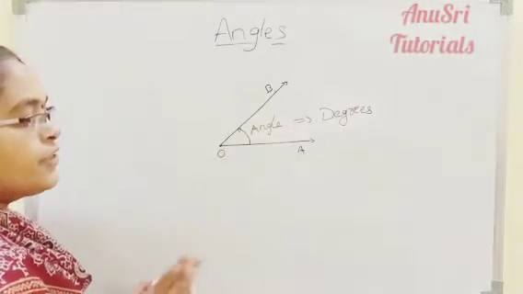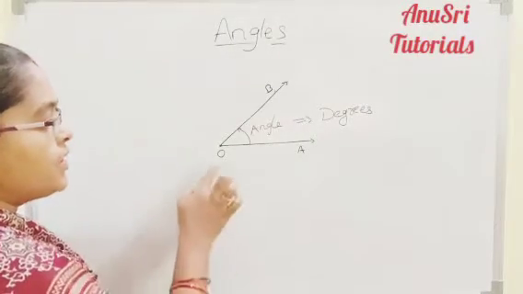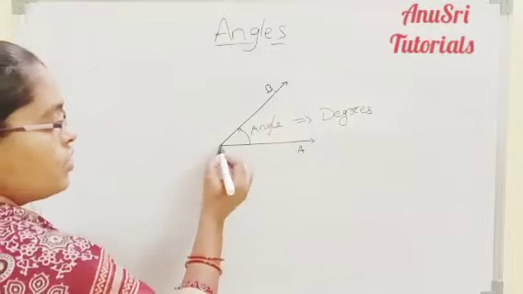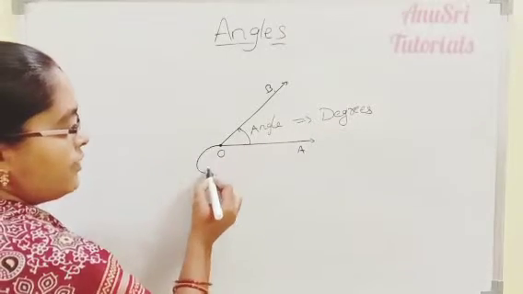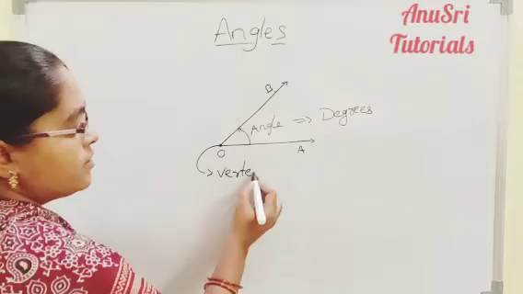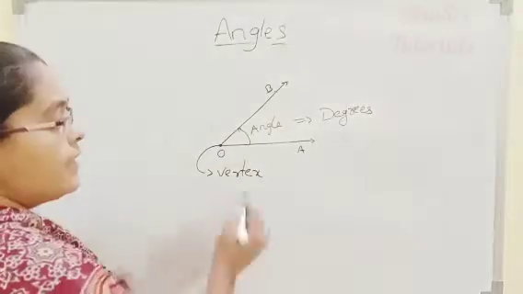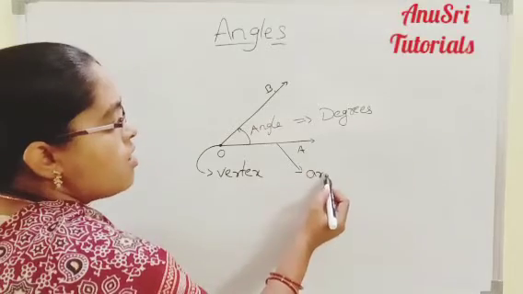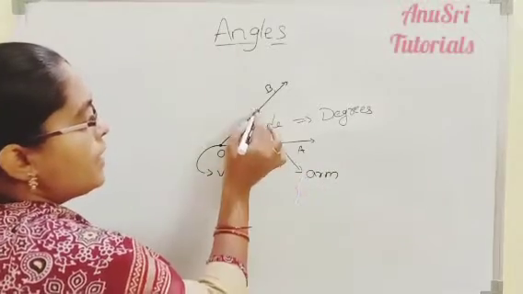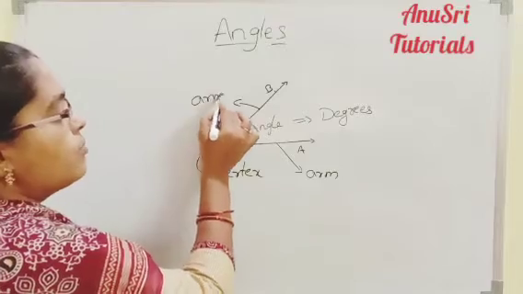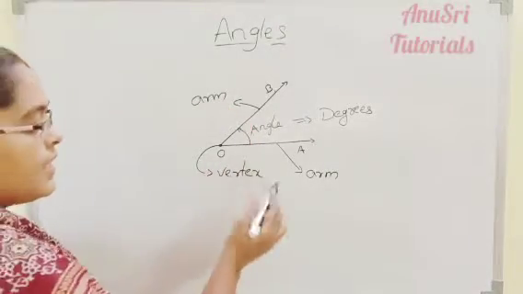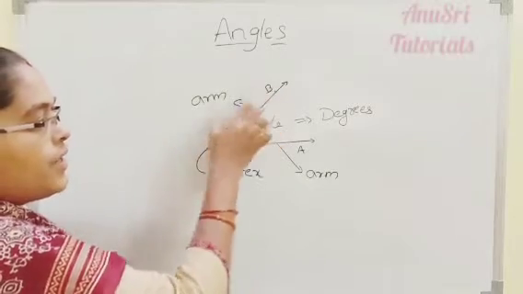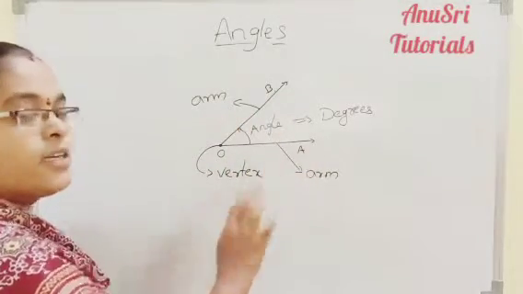Now see, here you need to remember two terms. One is the point where the two rays are starting. The two rays are starting at a point. This point we call the vertex. And the two rays which form the angle are called arms. So this is one arm and this ray is another arm. In this angle BOA, O is the vertex, OB is one arm, OA is another arm.